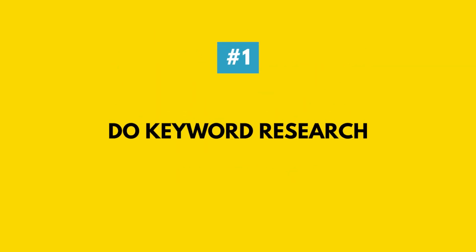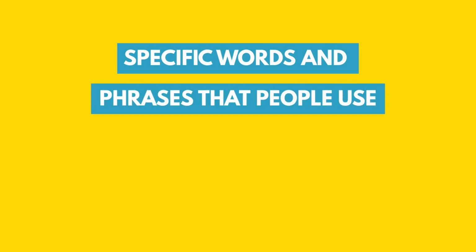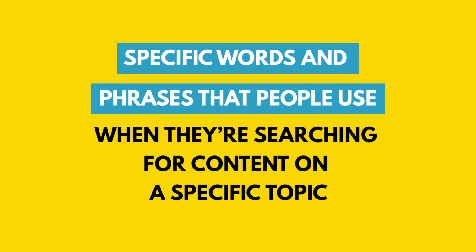Number 1, to do keyword research. Well, this seems like a no-brainer. The most important thing you can do with Keysearch is to find out more details about your keyword. Now, if you're brand new to this world, keywords can be defined as the specific words and phrases that people use when they're searching for content on a specific topic. Finding out exactly what keywords people are searching for and the exact volume of how many people are searching for them is so powerful when it comes to growing your blog. This means that you're not wasting your time writing articles that no one will ever read.